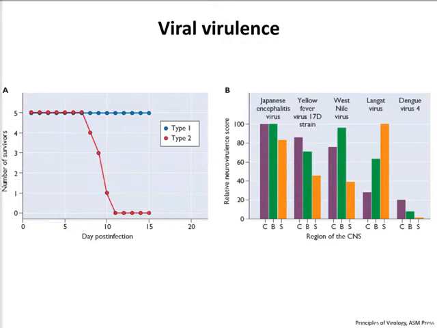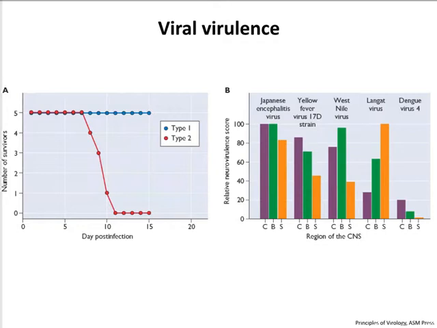Type 1 poliovirus, in contrast, does not kill the mice. So this is a very crude measure of virulence. By this assay, we would say clearly type 2 is virulent in mice, but type 1 is not. On the right is a similar experiment done with different flaviviruses. These are five different kinds of flaviviruses, including dengue, West Nile virus, yellow fever, Japanese encephalitis. And again, this is an assay in mice. The virus is injected into mice. And then we have on the left what's called a relative neurovirulence score.